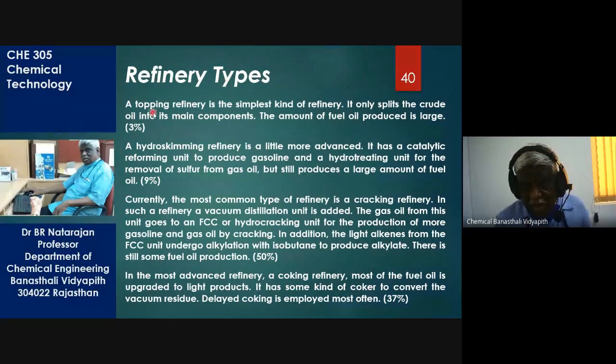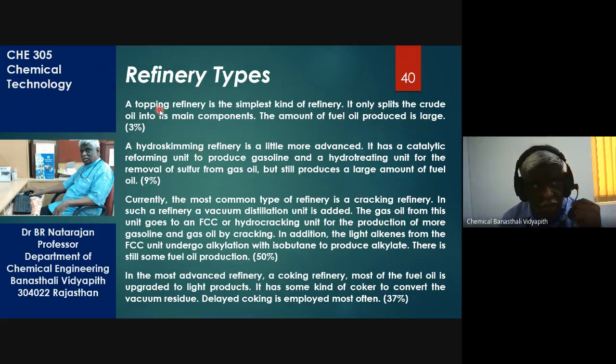Now, refinery types. A topping refinery, the simplest refinery, will only split the crude oil into main components. The amount of fuel oil produced is large. 3% is, see, out of the total refineries, say 100 refineries, just 3 refineries may be topping, in which only atmospheric distillation is done. And a hydroskimming refinery has catalytic reforming in addition to atmospheric distillation. Roughly 9% of the refineries in the world are hydroskimming.